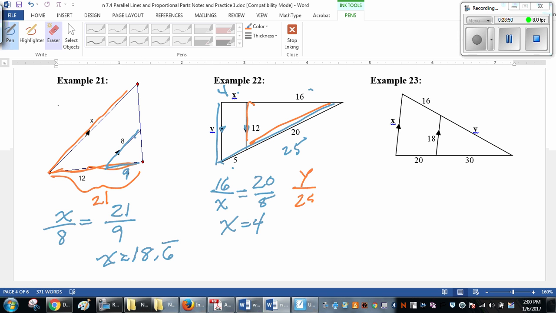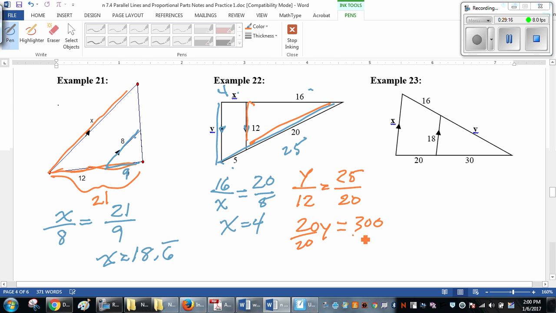Sorry, let's be consistent. We could set it up that way, but let's do our corresponding side again. So I'm going to do y over corresponding side of my small triangle is 12 equals our large side, our side in our large triangle, 25. Whole side in our small triangle is 20. Cross multiply and solve. 20y equals 12 times 25, which is 300. Divide by 20, divide by 20, and we get y equals 15. Beautiful.